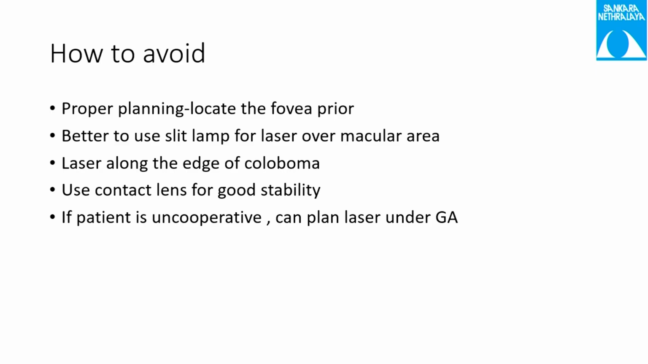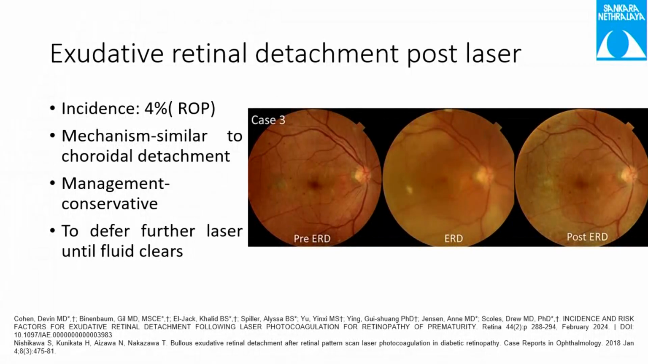Especially these patients, since they have low vision since birth, most of them will have nystagmus. So in such cases, sometimes using a contact lens and then going for a slit lamp laser is of great help. And if the patient is still uncooperative for a topical laser, one may plan laser under sedation or general anesthesia. Moving on to the exudative retinal detachment post-laser.